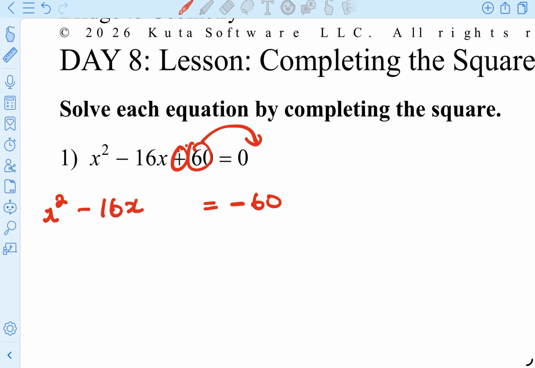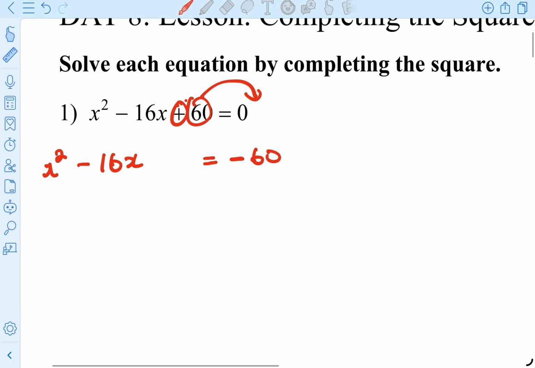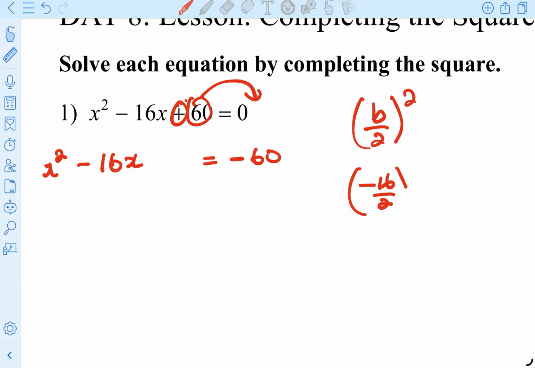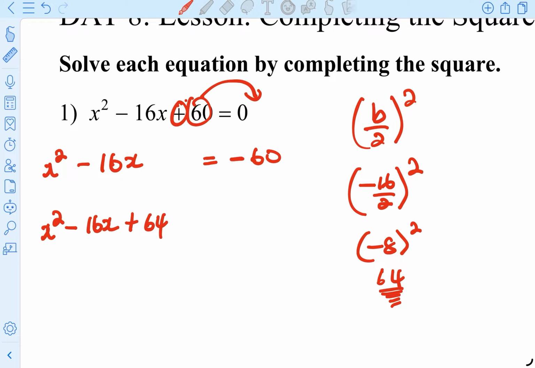Now, what number completes the square? Very important. The number that completes the square is half. Let me just write the formula for you guys so you can remember. b divided by 2, squared. Half of b, squared, so it's negative 16 divided by 2 squared, which is negative 8 squared, which is 64. And that number we add to both sides. So this will be x squared minus 16x plus 64 is equal to negative 60 plus 64. Let's write that properly.